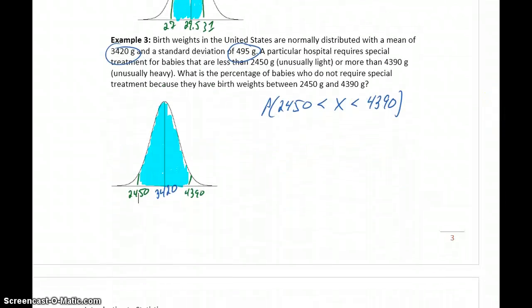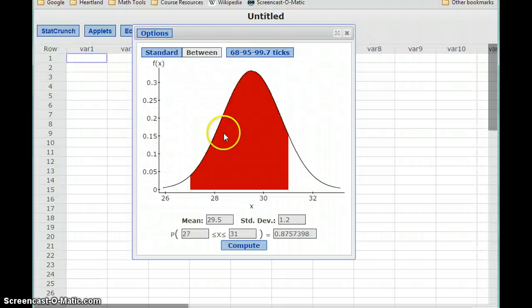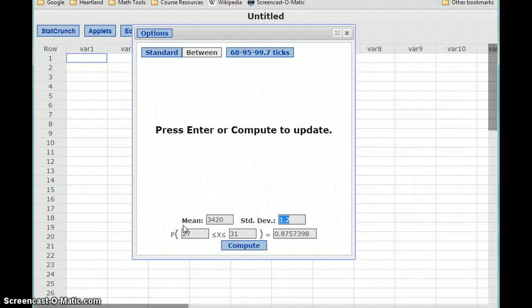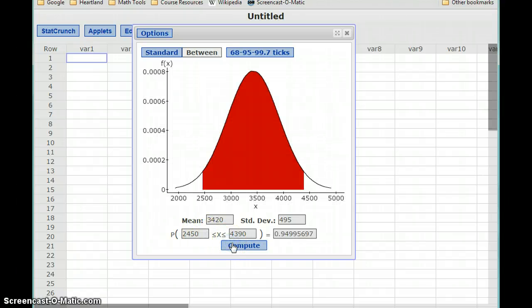In our last example, we have another compound inequality, but in this case we now have a different mean and standard deviation, so we'll need to update that. And update the values that we're wanting x to be between. In this case, we want it to be between 2,450 and 4,390. And we calculate that probability, and we get about 95% when we round that result.